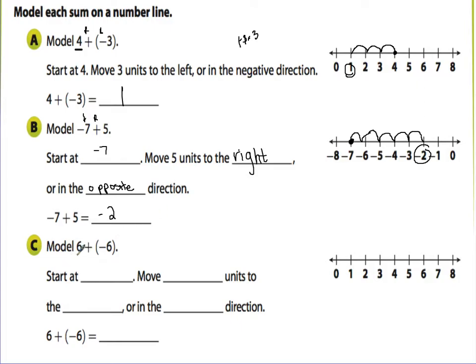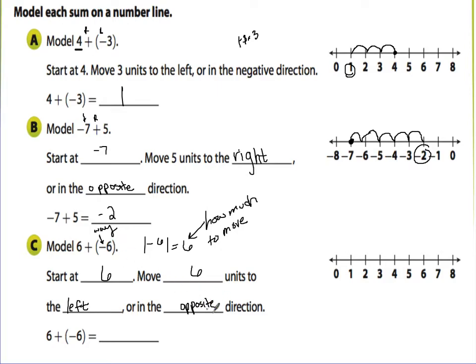Okay, so now we have a positive 6. So again, we're going to start at 6. And we take the absolute value of negative 6, and we get 6. And this tells us how much to move. And then the sign tells us which way. So addition said right, but then the negative took it to the opposite and said we're actually moving to the left. So move 6 units to the left. Or in this case, because we're in positive, we're moving to the opposite direction.